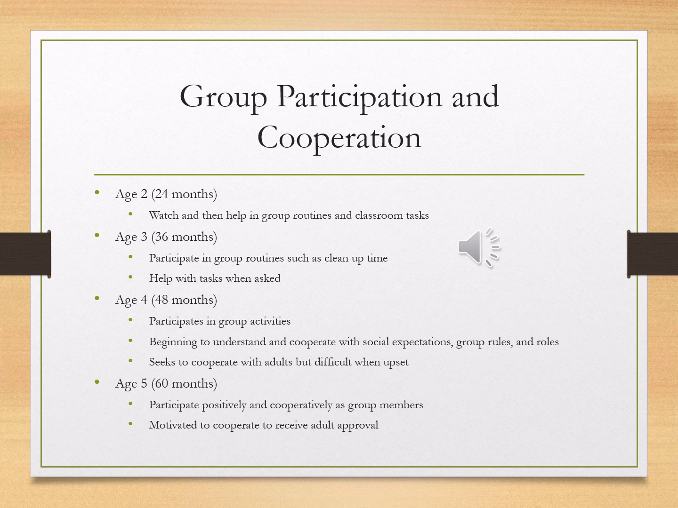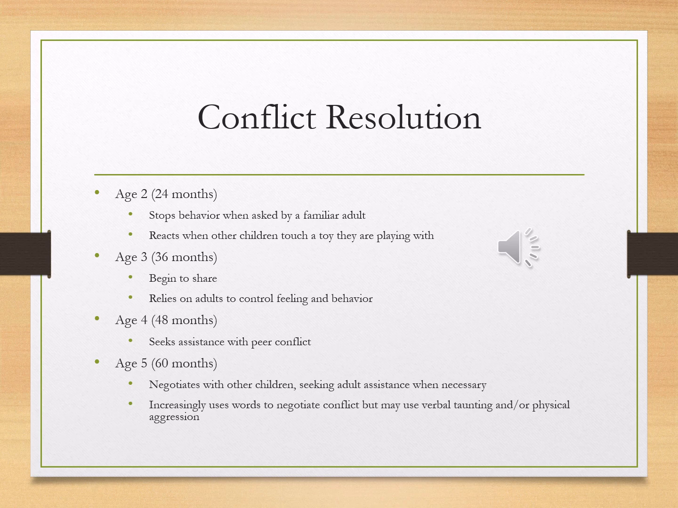Sometimes when they are very upset or when they've experienced trauma in their lives, they may struggle with this, but generally 4-year-olds are fairly cooperative. 5-year-olds should be able to navigate group situations pretty well overall, positive, cooperative. They really like adult approval, so they're going to work very hard to cooperate in particular with the adults in their environment. So we've also got conflict resolution when we're thinking about those social competence milestones.